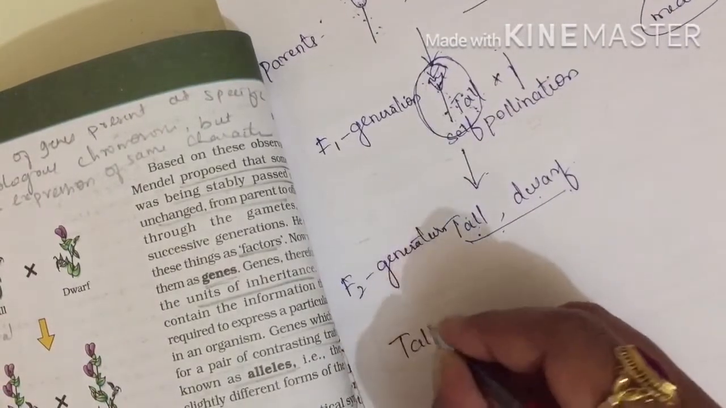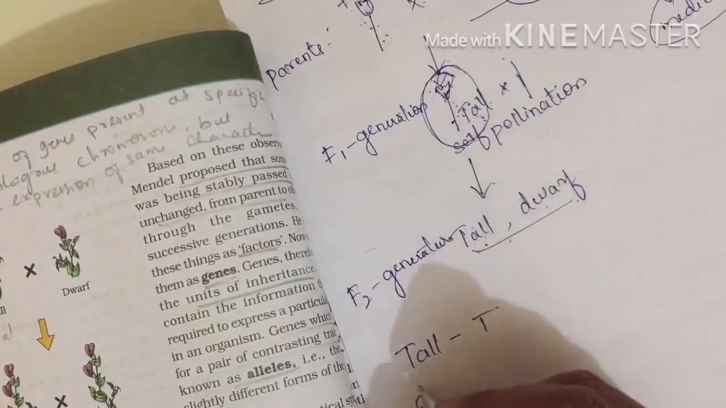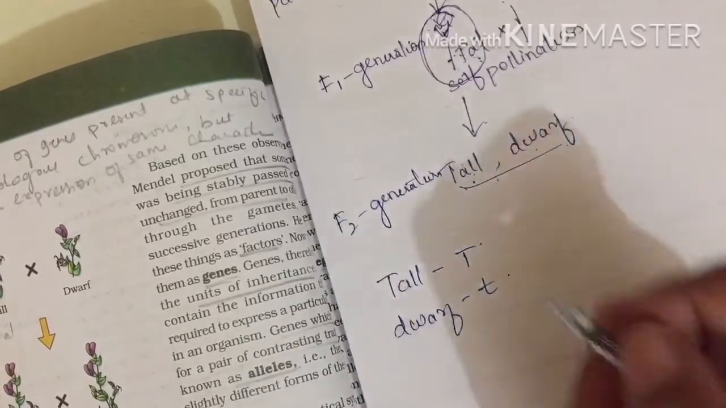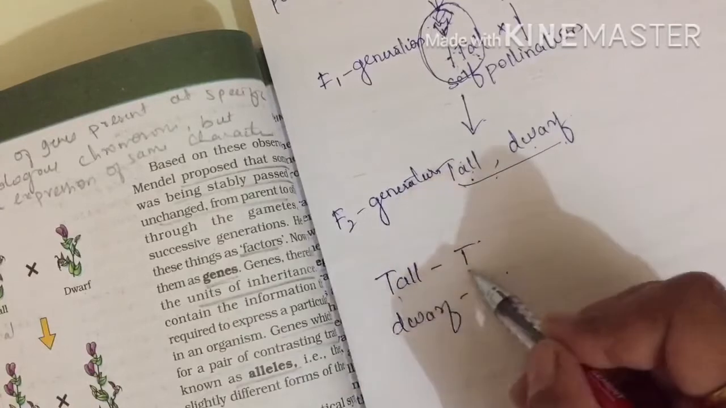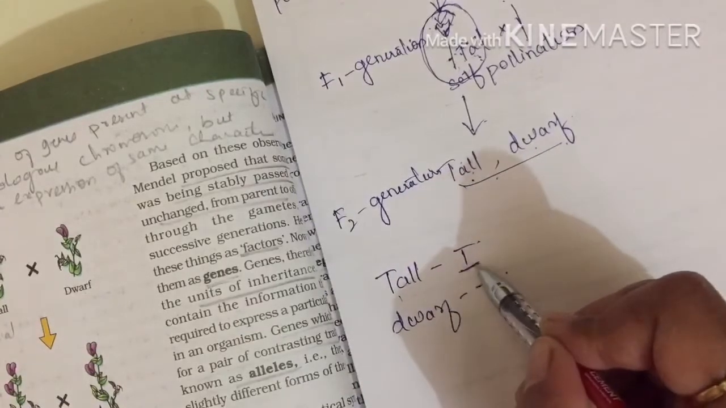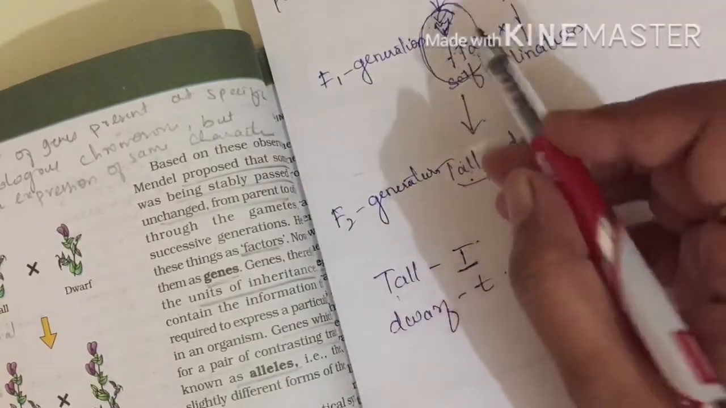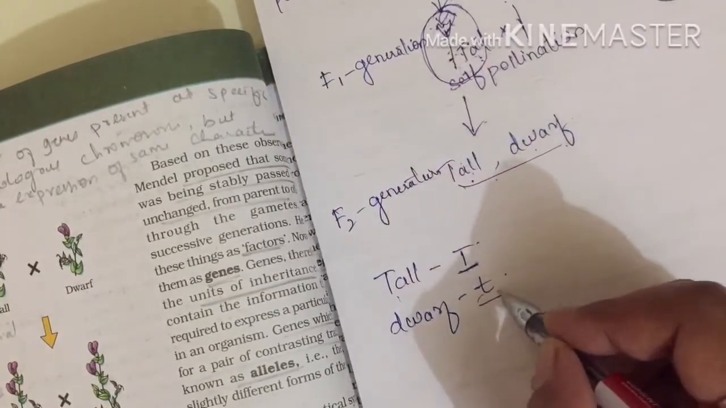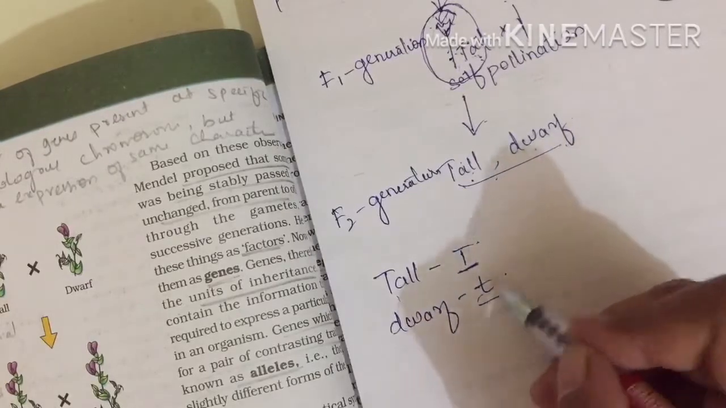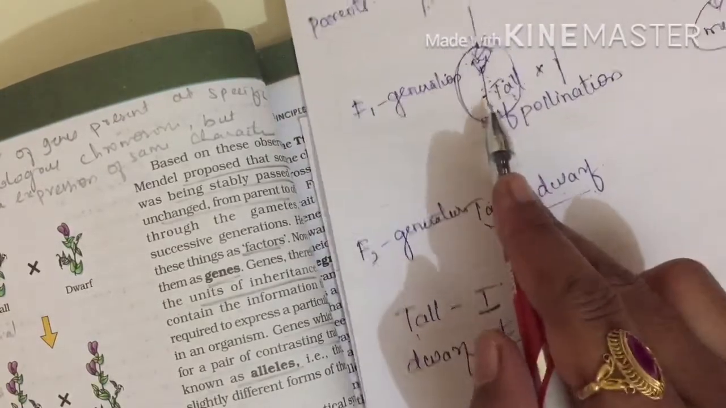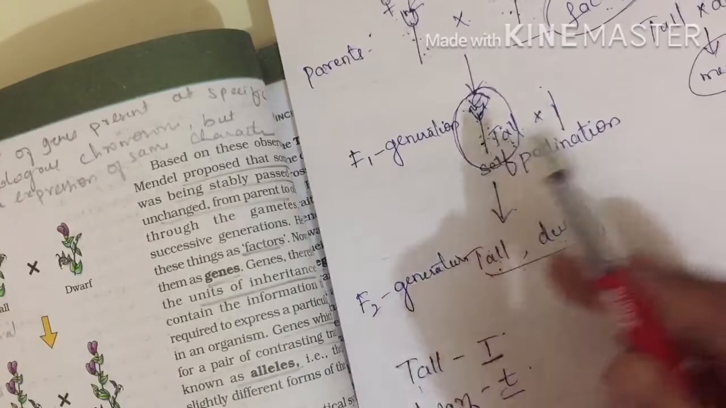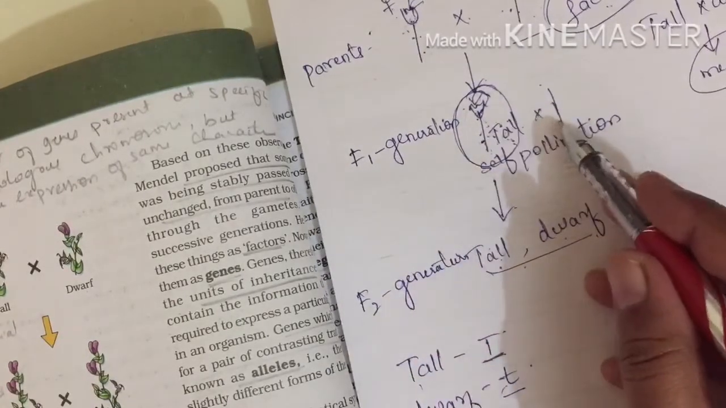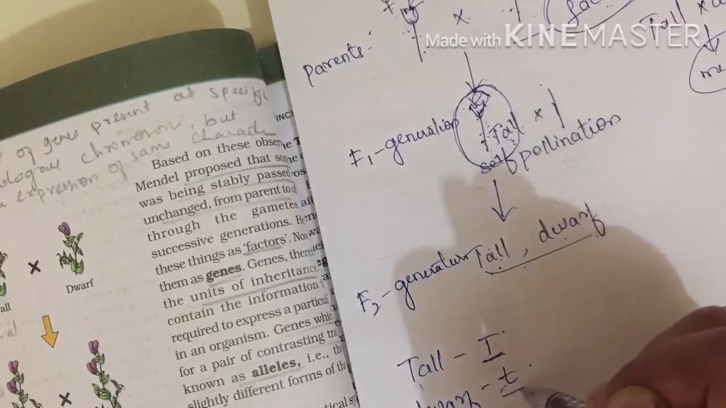For tall, capital T is used. For dwarf, small t is used. Now the capital letter is used for the character which is expressed in the F1 generation, and small t is used for the other character which is not expressed in the F1 generation. Hope you got this. In the F1 generation we got tall, so that is capital, whereas the other which didn't express in F1, we give with the small letter.